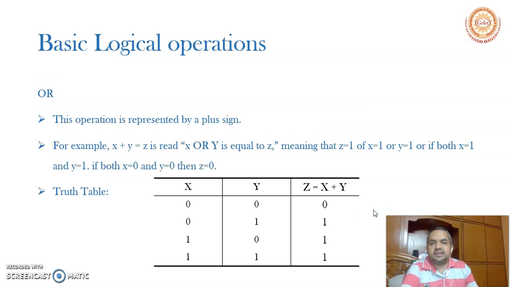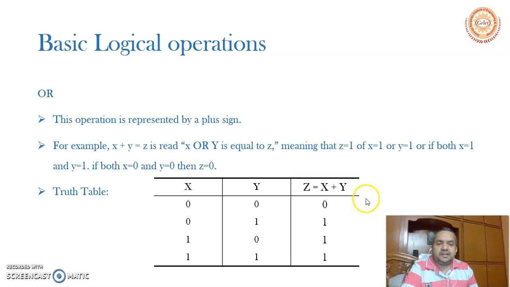The next basic operation is the OR operation. This operation is represented by a plus sign: x plus y is equal to z. This is read as x OR y is equal to z. Here z is equal to 1 if x is equal to 1 or y is equal to 1, or if both x and y are equal to 1. Only if both x is equal to 0 and y is equal to 0, then z is equal to 0. This type of operation is called a logical OR operation.